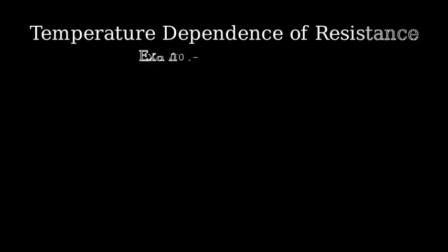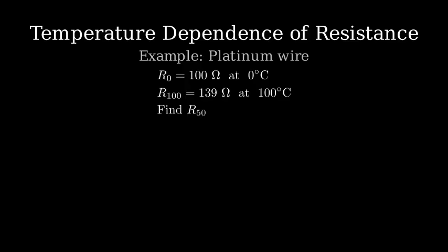In this video, we will solve a classic temperature and resistance problem and build strong intuition along the way. The question says, a platinum wire has resistance R sub 0 equal to 100 ohms at 0 degrees Celsius, and R sub 100 equal to 139 ohms at 100 degrees Celsius. Find its resistance at 50 degrees Celsius.